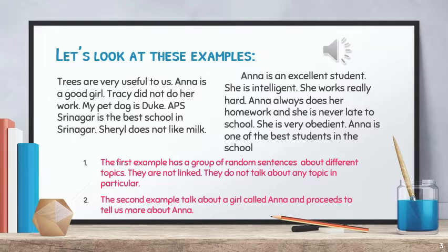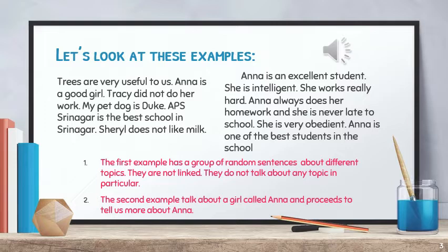Now let's look at another example and see how a paragraph looks. Anna is an excellent student. She is intelligent. She works really hard. Anna always does her homework and she's never late to school. She is very obedient. Anna is one of the best students in the school.